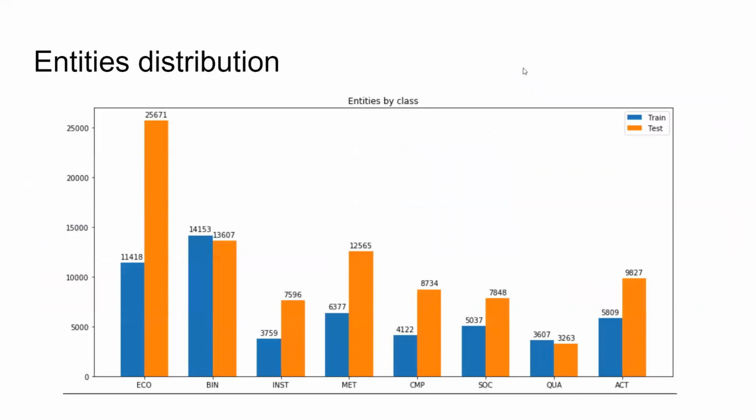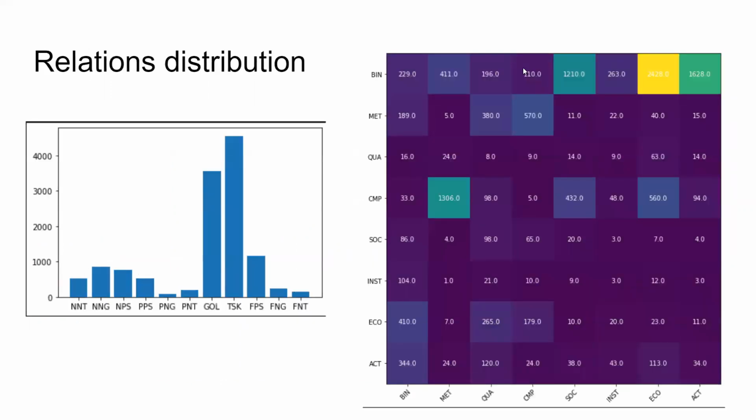Here you can see an entity distribution by classes. The classes are a little unbalanced, and there is a difference between the distribution on the test and on the train. Now let's take a look at the relation distribution. Interestingly, any pair of entity classes is possible. Therefore, we couldn't manually filter possible relations by entity classes.